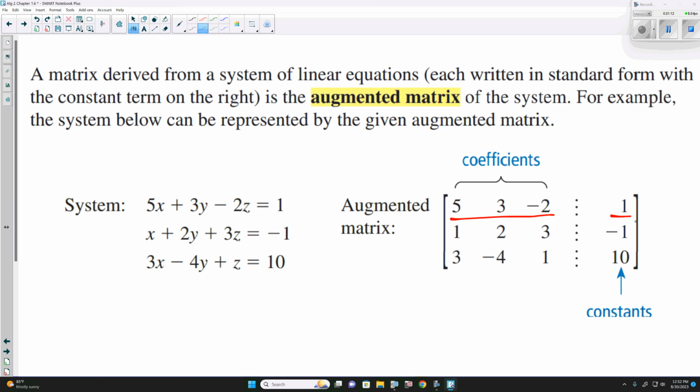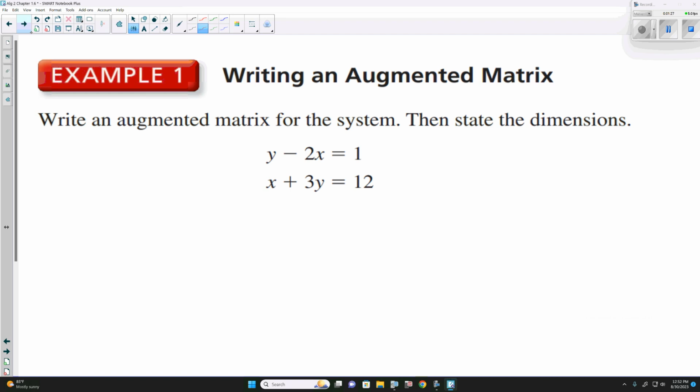Now, one of the key things with this is that we need all the variables in all 3 or any of the equations that we have on the same side, and the number that doesn't have a variable on the other side of the equal sign. Then we can write a system of equations as an augmented matrix. So this is the first one we're going to look at, is writing an augmented matrix.